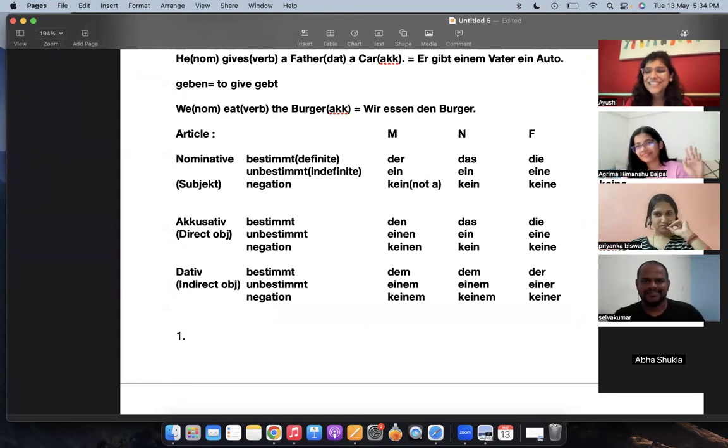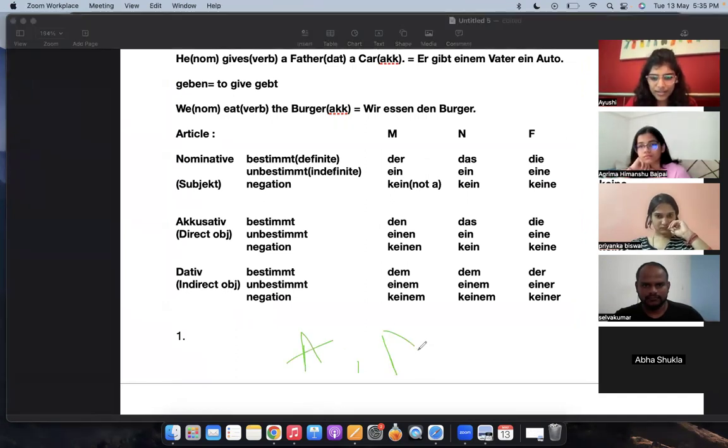Cool. So, basically, when we talk about articles in English, we have three articles, right? What are those articles? We have a, we have an, and we have the. We have three articles: a, an, and the.